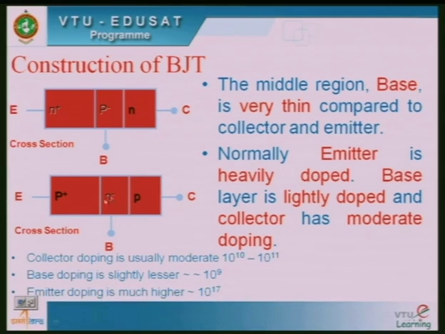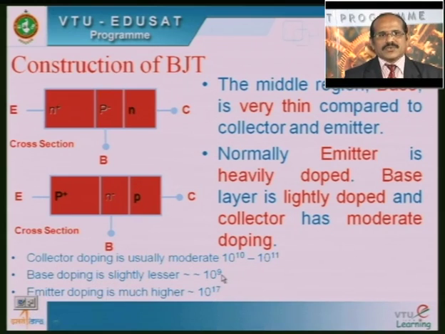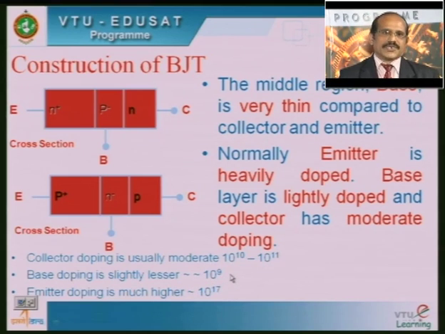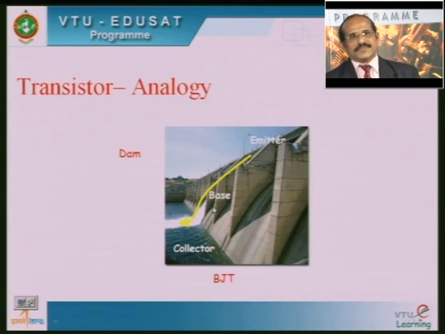So that is what you can see here. The collector doping is usually moderate, in the range of 10 raised to 11, whereas the base doping is slightly lesser, approximately in the range of 10 raised to 9. And as far as the emitter doping is concerned, it is on the higher side compared to both base and collector. So that is given as 10 raised to 17 here.